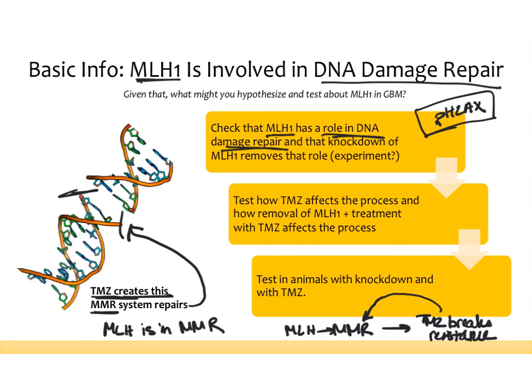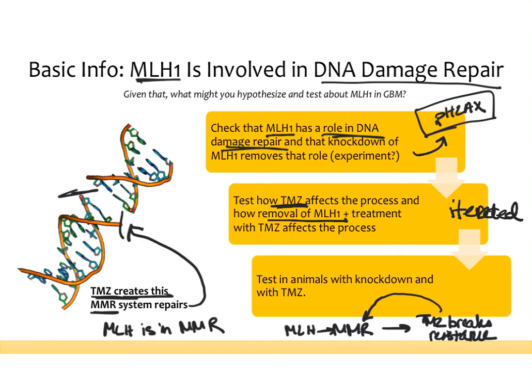So if you did this assay with and without MLH1 and you confirm that MLH1 has a role in DNA damage repair, then you might move on and say, well, the next piece was to say that TMZ somehow affects this process. And MLH1 has a role with TMZ of changing the DNA damage repair response. So now we need to add in TMZ and look at MLH1 control and knockdown and see how that affects the process. And then finally, we might take whatever mechanism we found once we've iterated on this a few times and found a mechanism we're happy with.